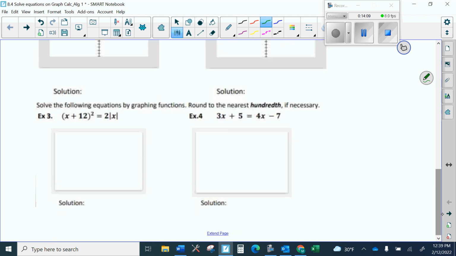It says solve by the graphing calculator. So if I'm going to give it to you on the graphing calculator, I'm going to give you one of these tougher types, like number 3, that you're not going to solve by hand at all. You need to use the graphing calculator.